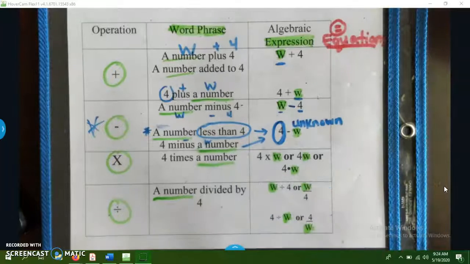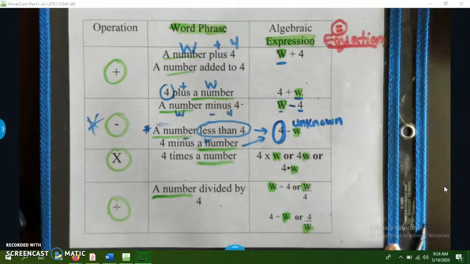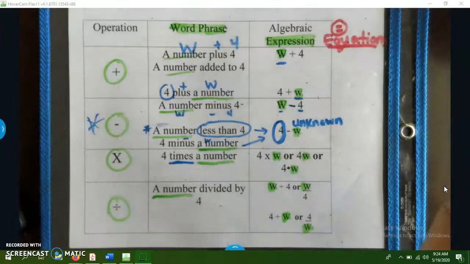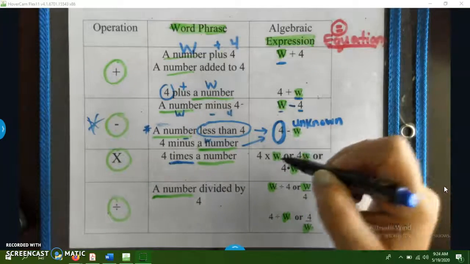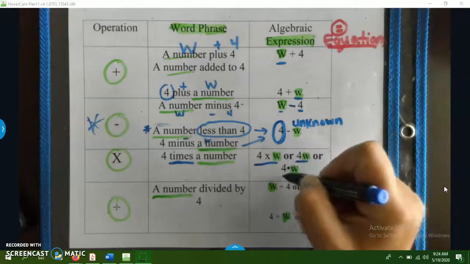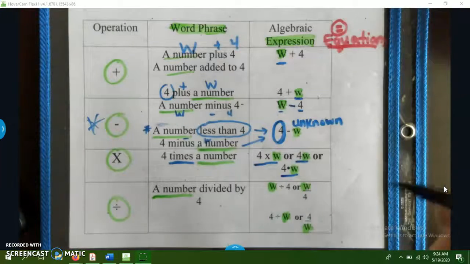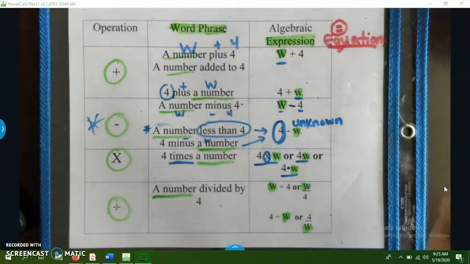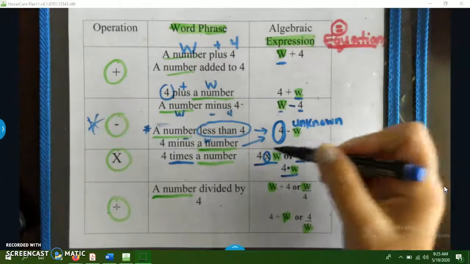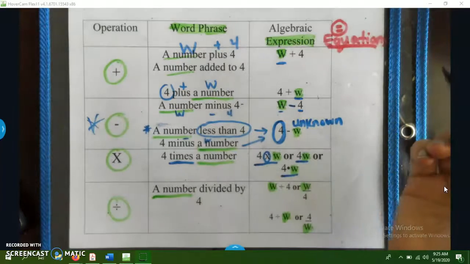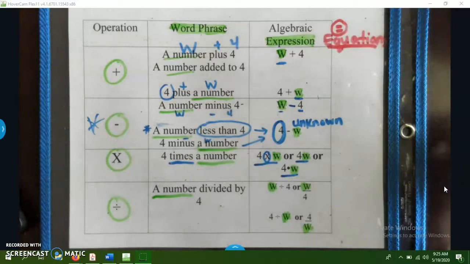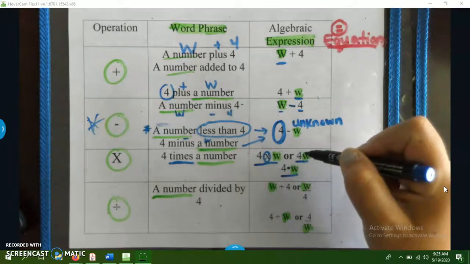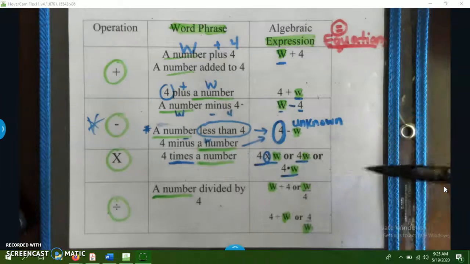Okay? Let's jump to multiplication. 4 times a number. That's pretty straightforward because they gave you that keyword times. The trick here is to remember that there are actually 3 different ways that you can write multiplication. Remember, we're not going to probably use this way a whole lot in algebra. Why? Because that multiplication symbol could be confused with a variable, the letter x. So they could say 4 times w. Remember, when they're right next to each other, it always means multiplication.